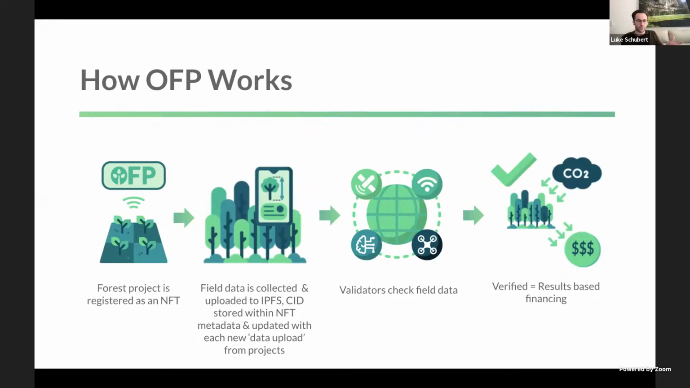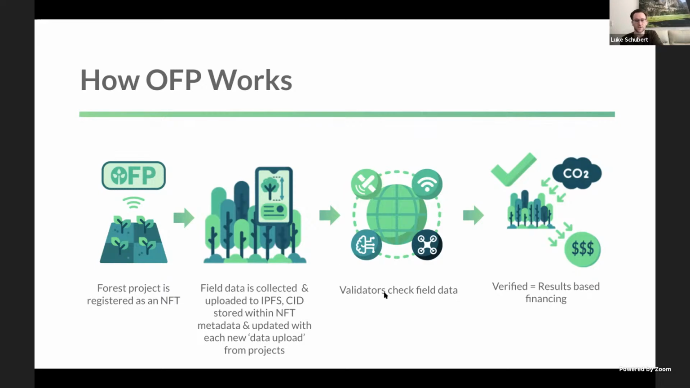And that dashboard is linked through IPFS. We create CIDs of the data that's being uploaded for each stage of the project lifecycle. It's basically every year you're uploading data from the field and then uploading it to IPFS. And it's stored permanently in the NFT's metadata and then updated over time. So we just have the CID in the NFT's metadata and then the previous CID there as well. So we can have that kind of history of all of the data that's uploaded.